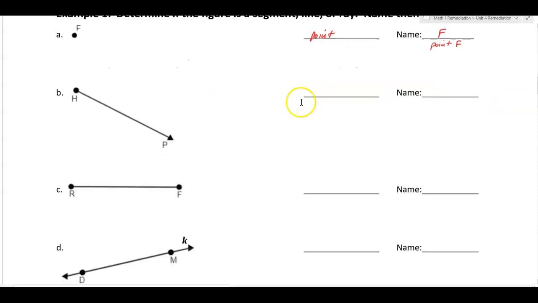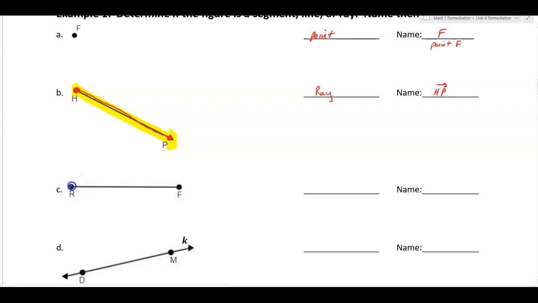Now the next one is a ray, because if I look, it starts here and it goes in one direction forever and ever. So that's a ray. When we name it, we have to start with the endpoint. So we start with the endpoint H, and it goes from H through P. So we call it HP with the ray symbol above it.